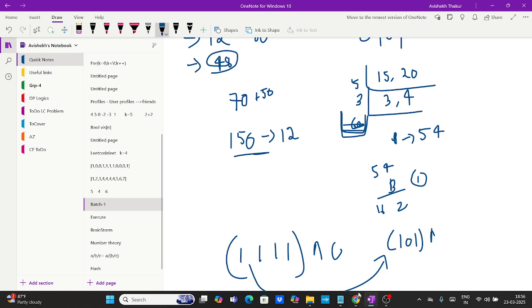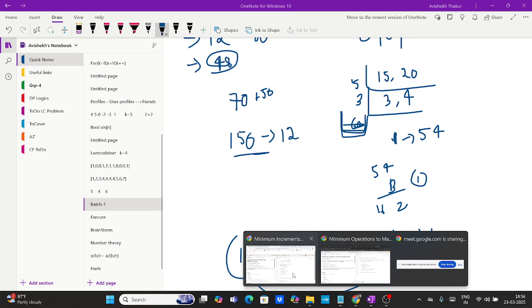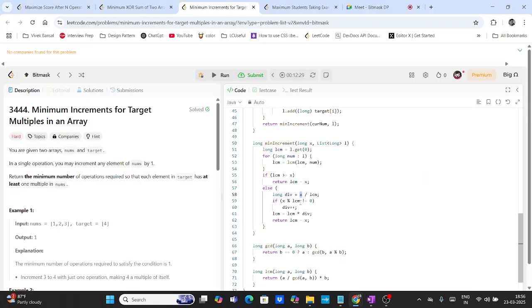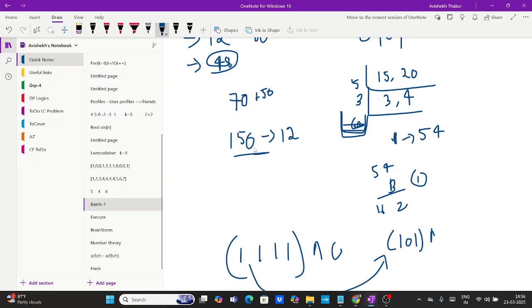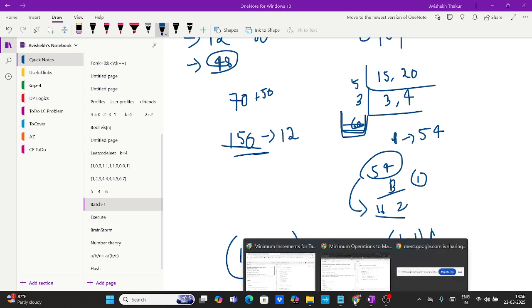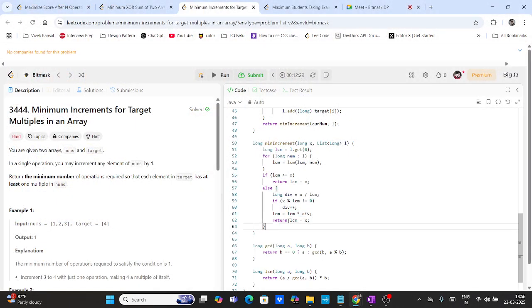2, right? I guess. 3. No. 2 or 3? 2, no? 2. 2. 2. Yeah. 200. So it is not divisible, so div will become 3. So LCM into div will become 100 and 150. How much? 54 into 3 will become 162. 162 minus 50 will give you 12. Yes. LCM minus X. So that's what I mean.